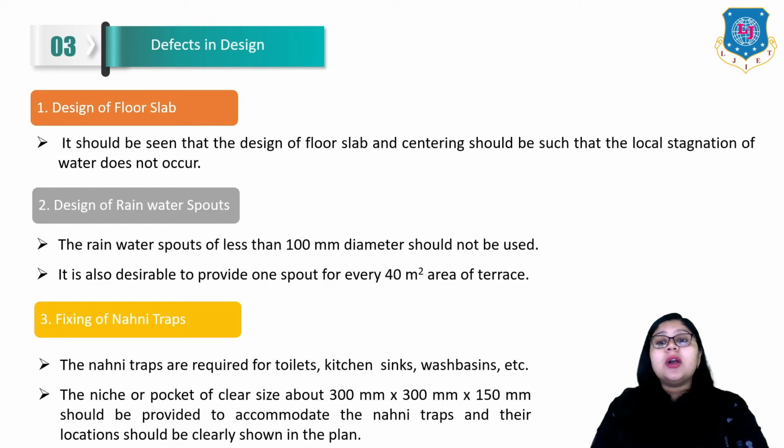Third one is the fixing of non-heat traps. The non-heat traps are required for toilets, kitchen sinks, wash basins, etc. So the pockets of clear size 300 by 300 by 150 mm should be provided to accommodate the non-heat traps, and their location should be clearly shown in the plan.